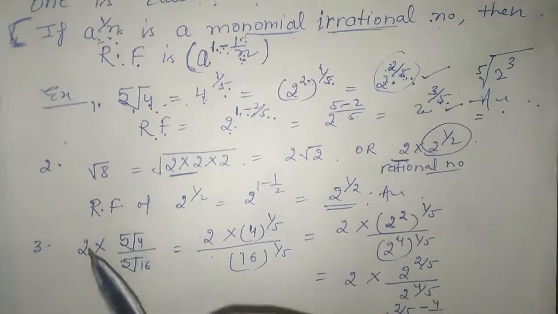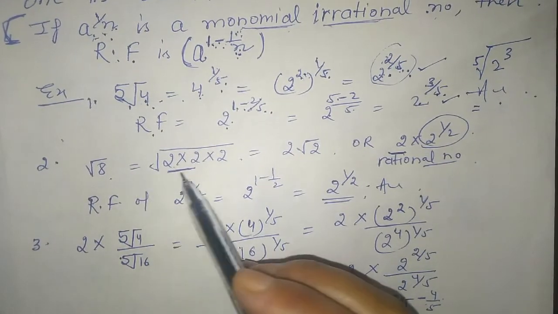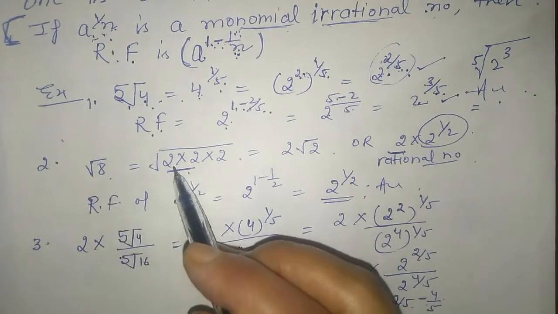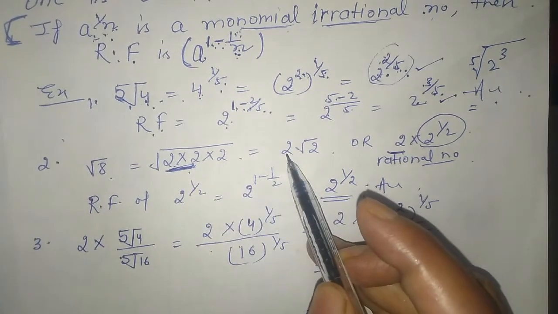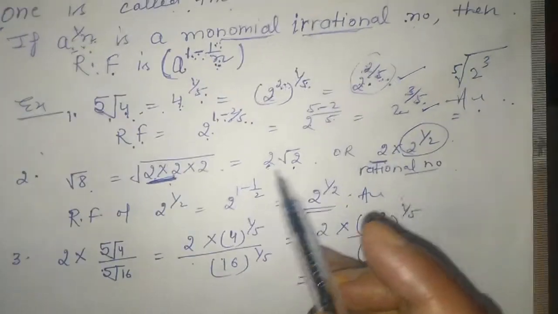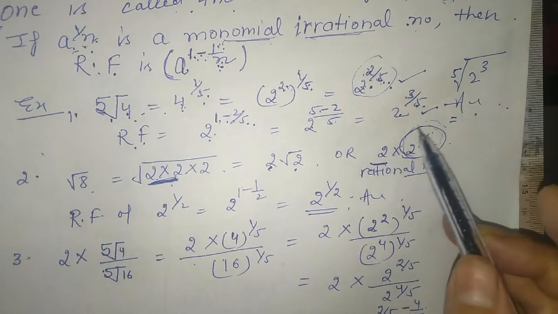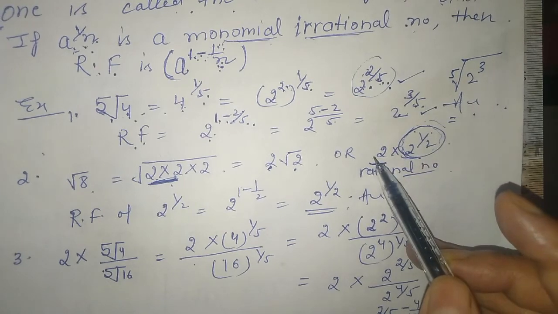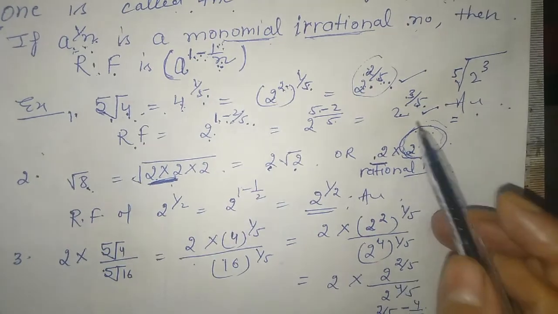Similarly, we can take this example also: root 8. First we will simplify, and only then can we find the rationalizing factor. So root 8 is 2 into 2 into 2. You know that the pair can come out from the root. So 2 root 2, which is 2 multiplied by 2 to the power 1 upon 2. Now we will find the rationalizing factor of only 2 to the power 1 upon 2, not of 2. That's why simplification of the given number is necessary. So 2 to the power 1 upon 2.